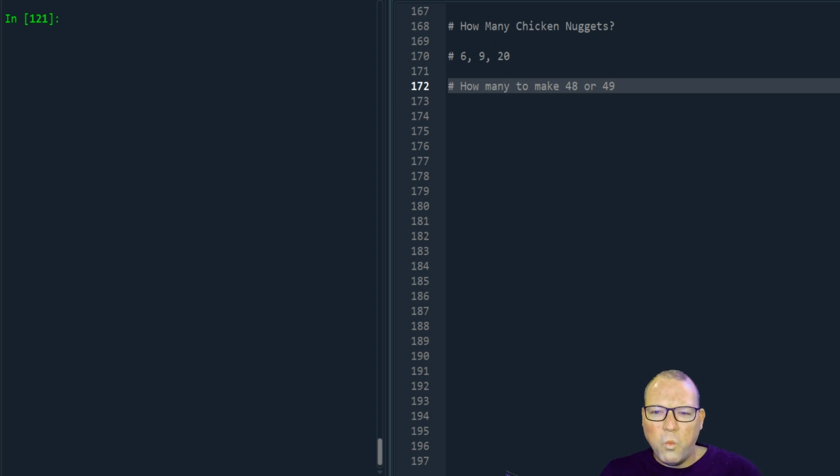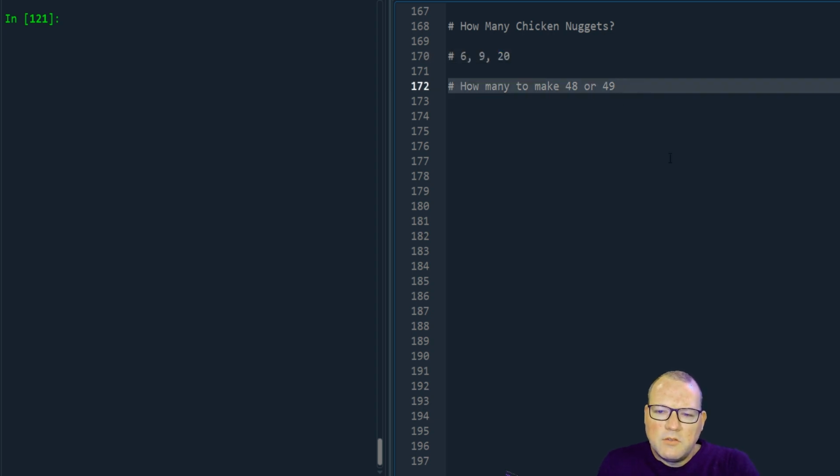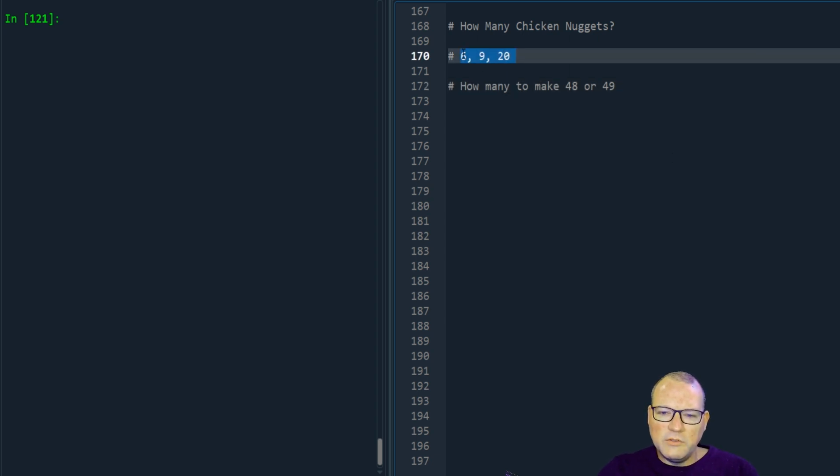So, what am I wanting you to think about? In the US, there's a prominent fast food company that sells chicken nuggets in combinations of 6, 9, and 20. What I want you to do is some brute force calculations here. I want you to find a way to write a program that determines how to get a certain number of chicken nuggets only using counts of 6, 9, and 20.